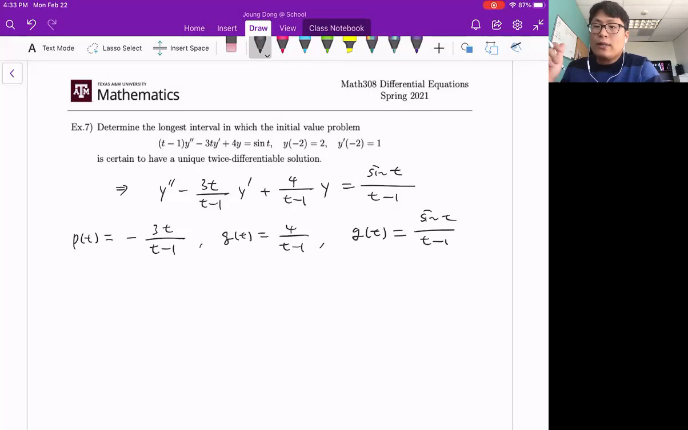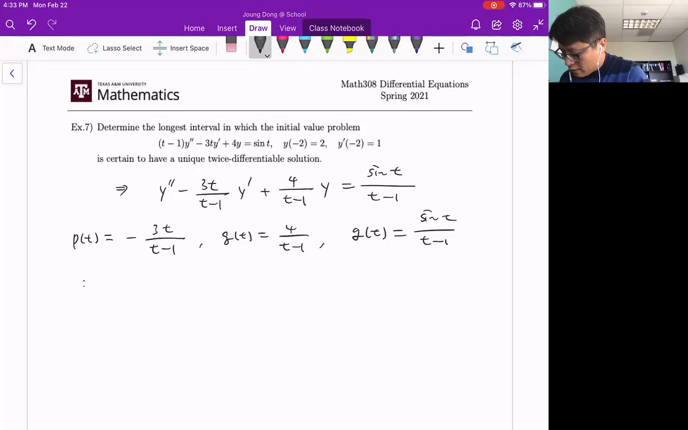All the trig functions, or rather, the sine and cosine functions, are continuous everywhere. So you don't have to worry about that function. The only troublesome part is your denominator, which is t minus 1. So we know your p, q, and g functions are not continuous at t equal to 1, right? That's it.